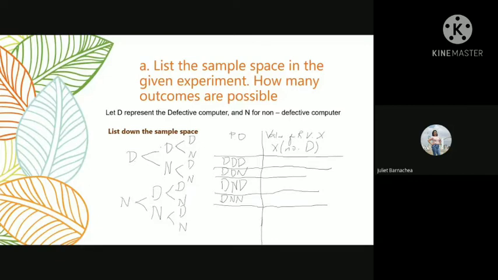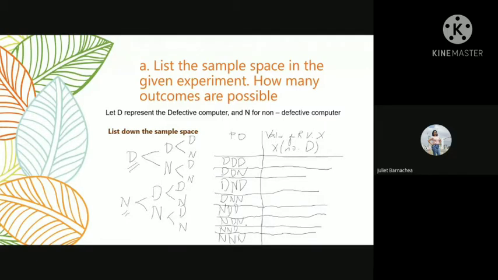Okay, so ito yung apat mula dito sa defective. Dito naman sa non-defective, ganun ulit. NDD. Kailangan lang talaga matyaga kayo maggaganito maglista. Mas marami pa nga yung iba minsan, hindi lang ganito karami. NDN para magkaroon kayo ng tamang probability. Tapos na tayo dyan sa taas. Dito naman sa baba, NND. And then last ay NNN.